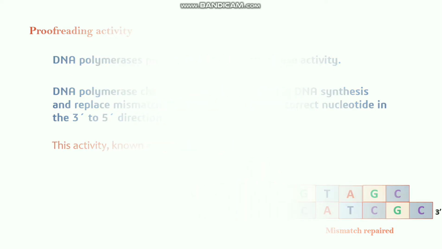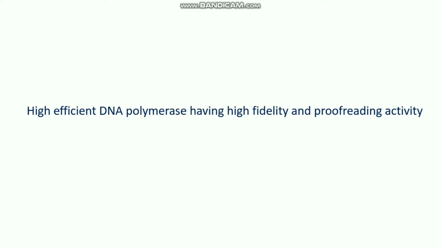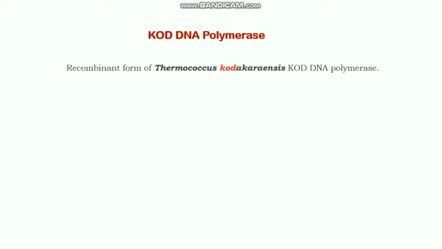Next is the highly efficient DNA polymerase, which has high fidelity and proofreading activity. This kind of highly efficient DNA polymerase is already available in the market. So I want to talk about these DNA polymerases and their features. First is the KOD DNA polymerase.